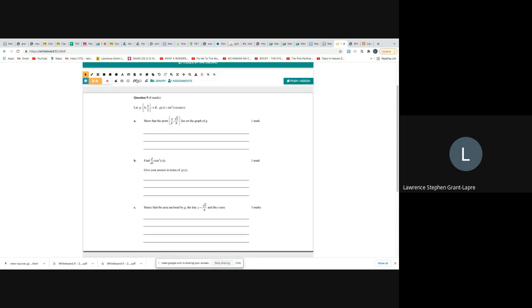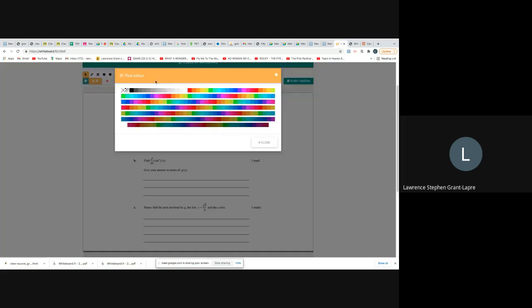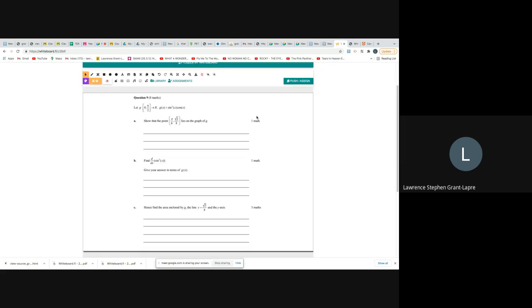Right, so let's choose color if I can. This is dealing with a function, sine squared x cos x, and we want to show that that point lies on the graph. If you substitute x into here, we should get root 3 over 8. So let's find out what is g of pi over 6.